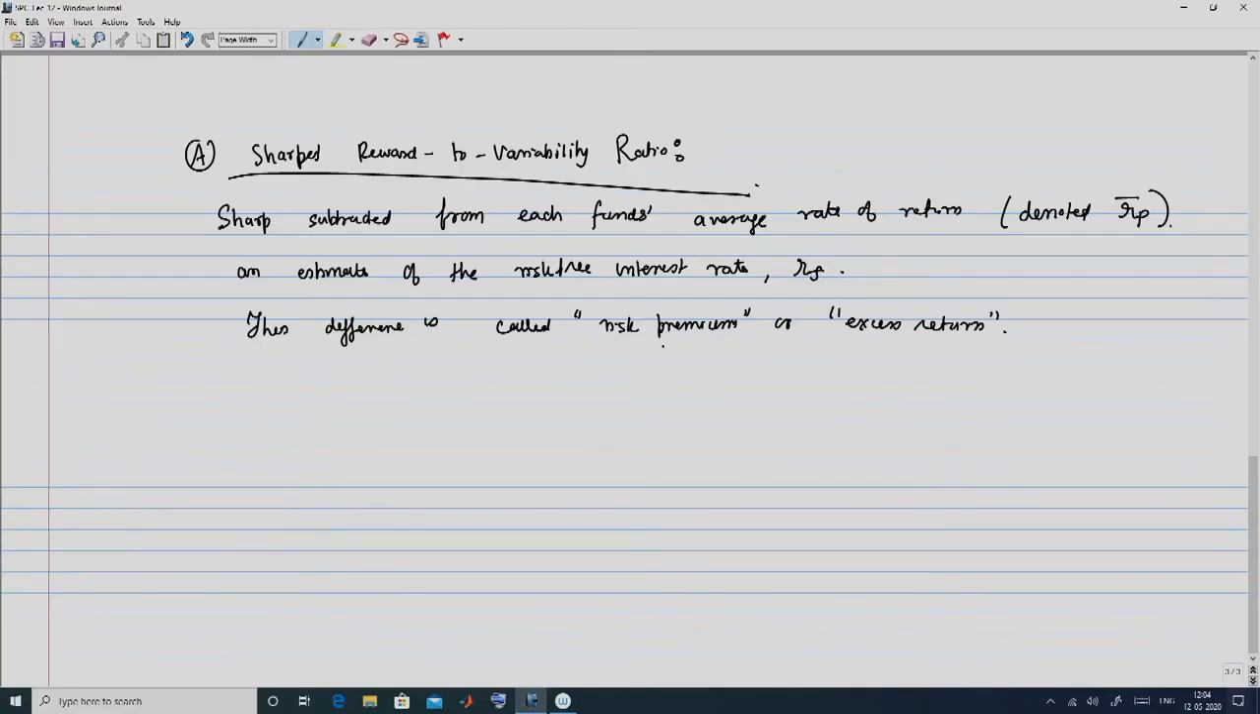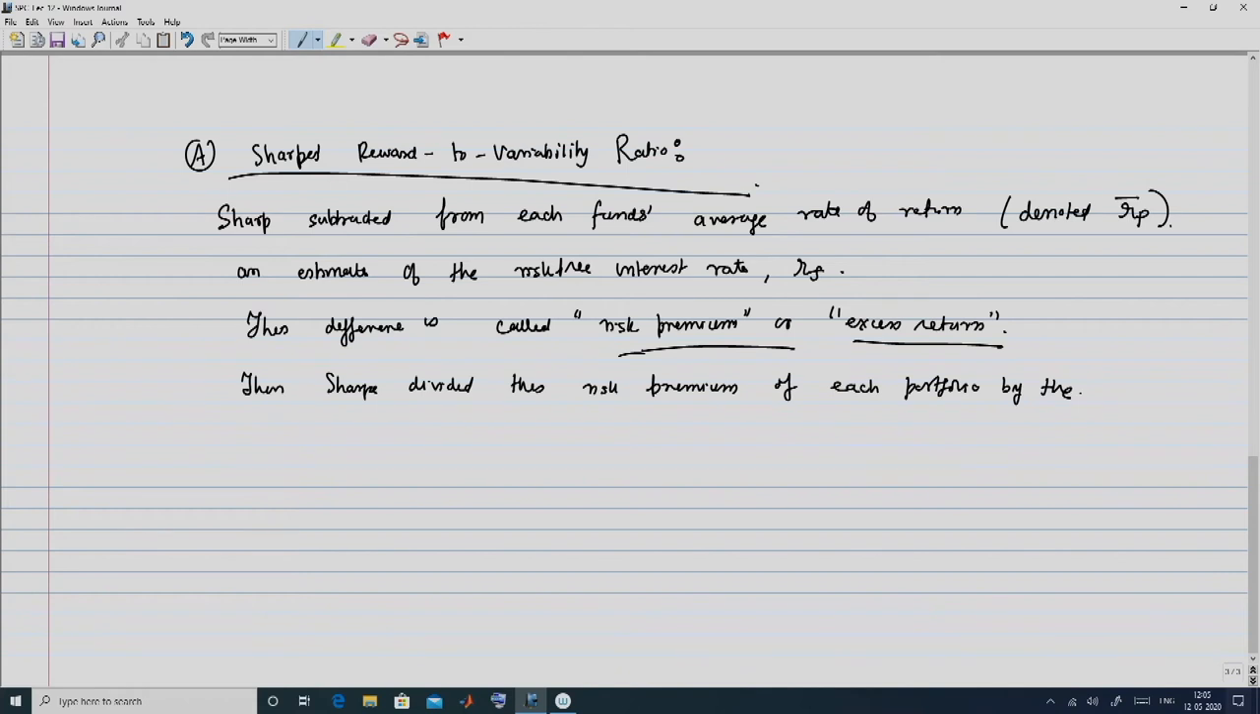So, we now have to look at a little bit of an extension of this, and not just confine ourselves to the risk premium or the excess return. And accordingly, what Sharpe did was he divided this risk premium of each portfolio by the standard deviation of its returns, namely sigma p. So, this sigma p is essentially the risk measure of the portfolio's total risk.